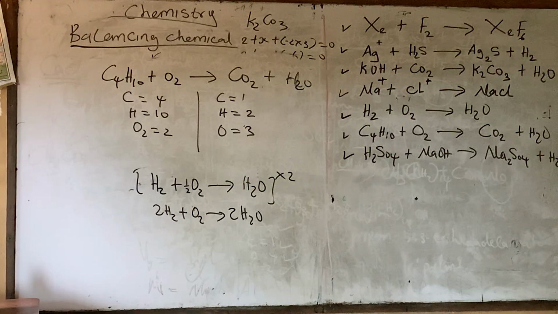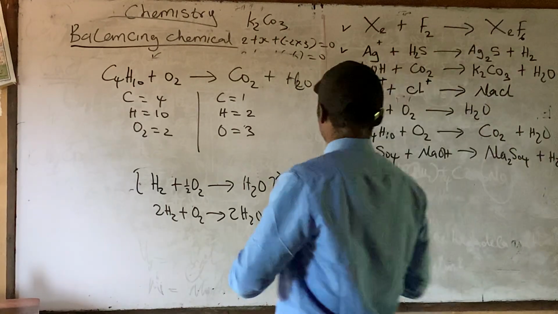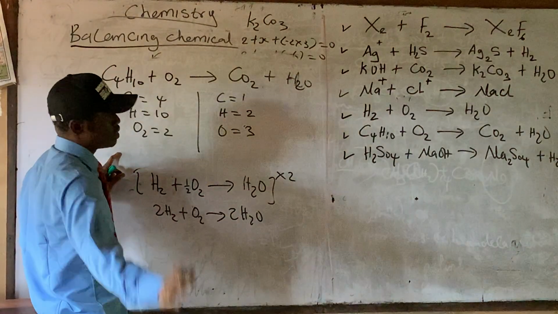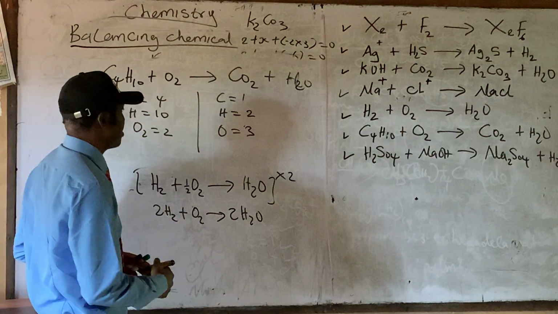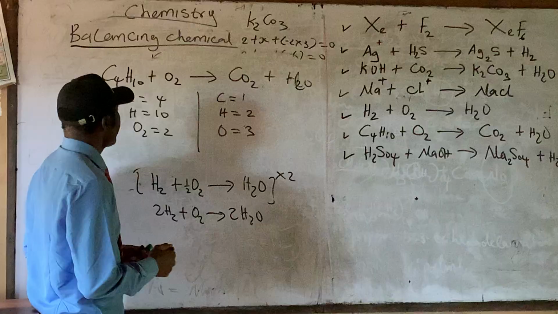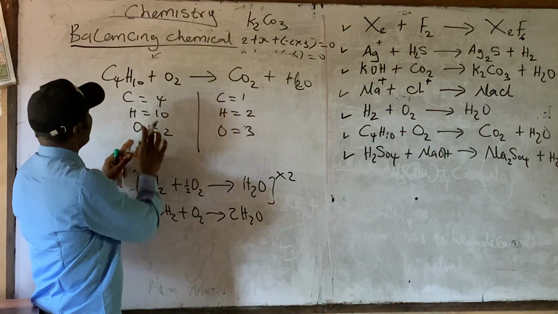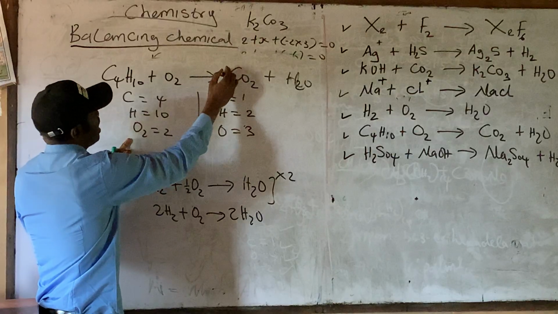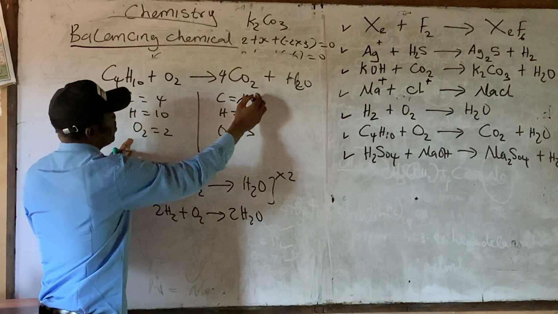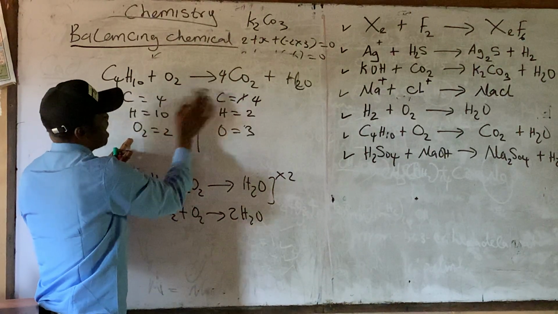So now, let's hurry up so that we'll manage the time we have on that camera. Alright? Yes. Now, over here, see what will happen. This carbon is already 1. If you add 4 here, it will cancel out this. This will become 4. It balances the carbon atom.